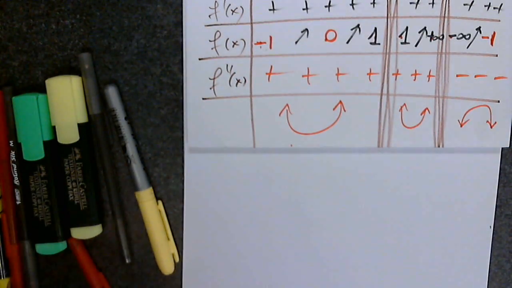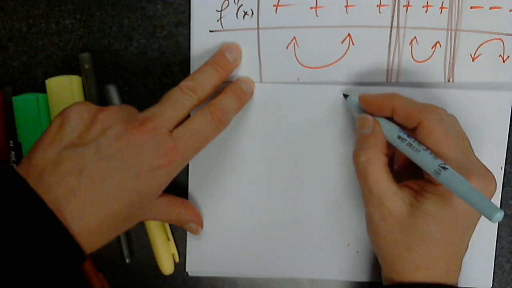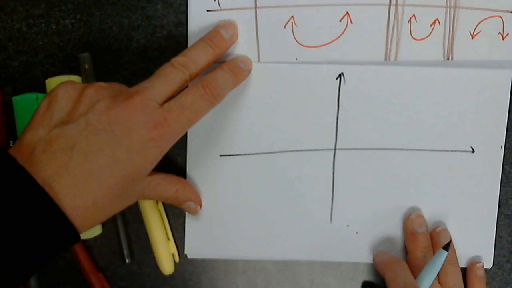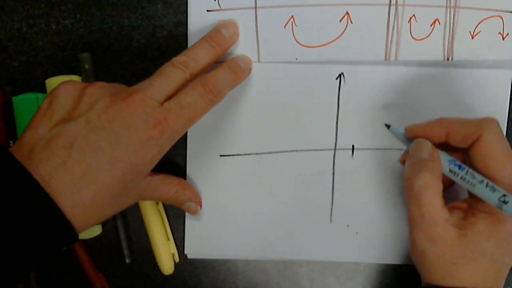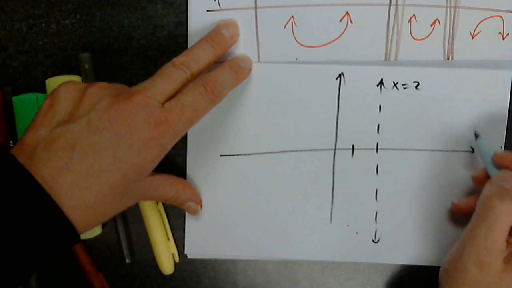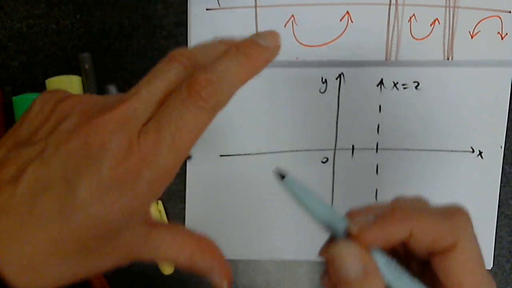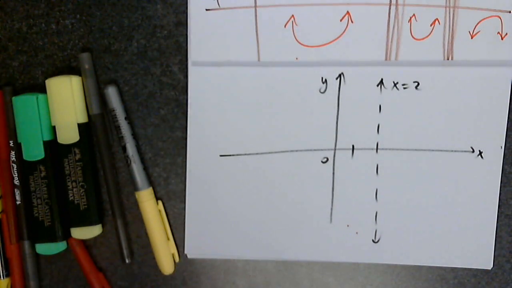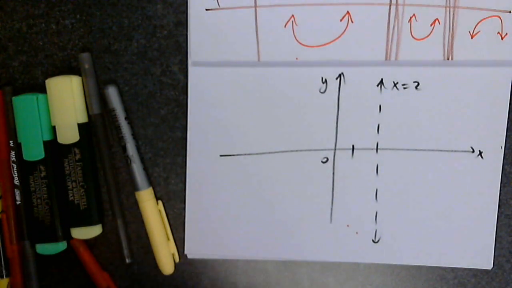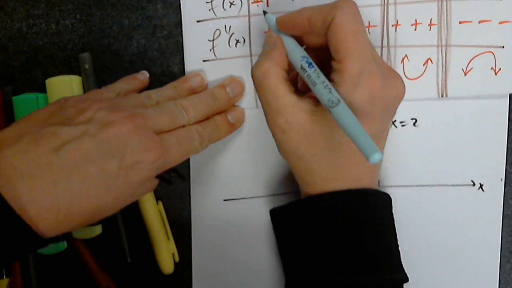So then, at 2, a vertical asymptote. And now I read my chart. And -1 is horizontal. Yes, and -1. Thank you very much. Horizontal asymptote. I forgot to write it. See?